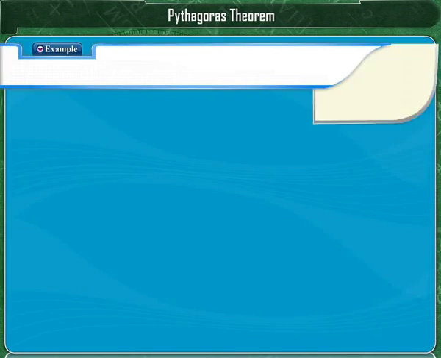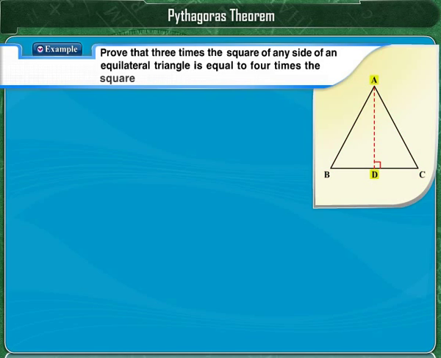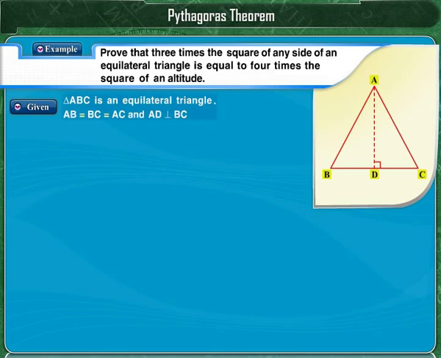The next one is, prove that 3 times the square of any side of an equilateral triangle is equal to 4 times the square of an altitude. So we have equilateral triangle ABC, in which AB equals BC equals AC and AD is the altitude of triangle ABC. We have to prove 3 into AB squared is equal to 4 into AD squared.